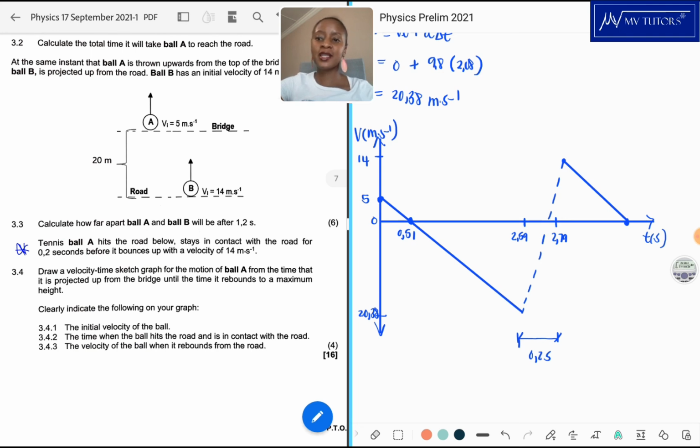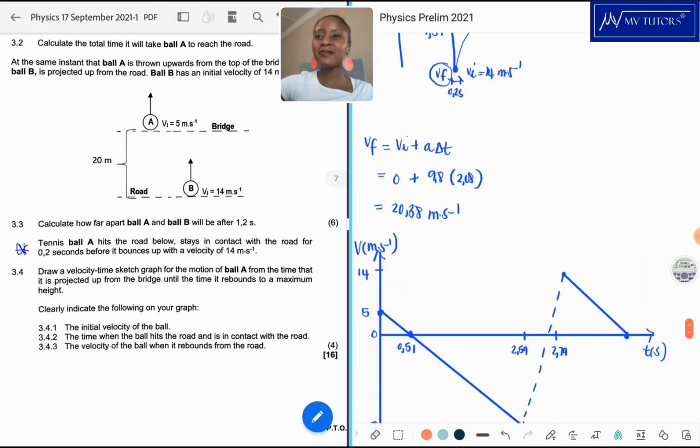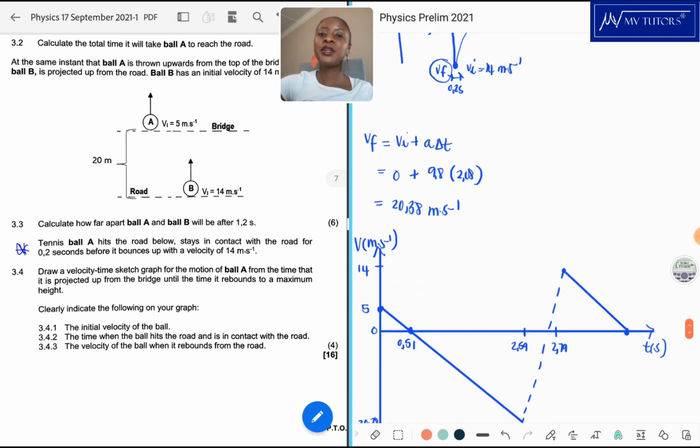Again, they don't need us to calculate the time at the end. You can do that, guys. You know your initial velocity. You can do it using this formula. Okay, let's just do it. People can just stop the video here.